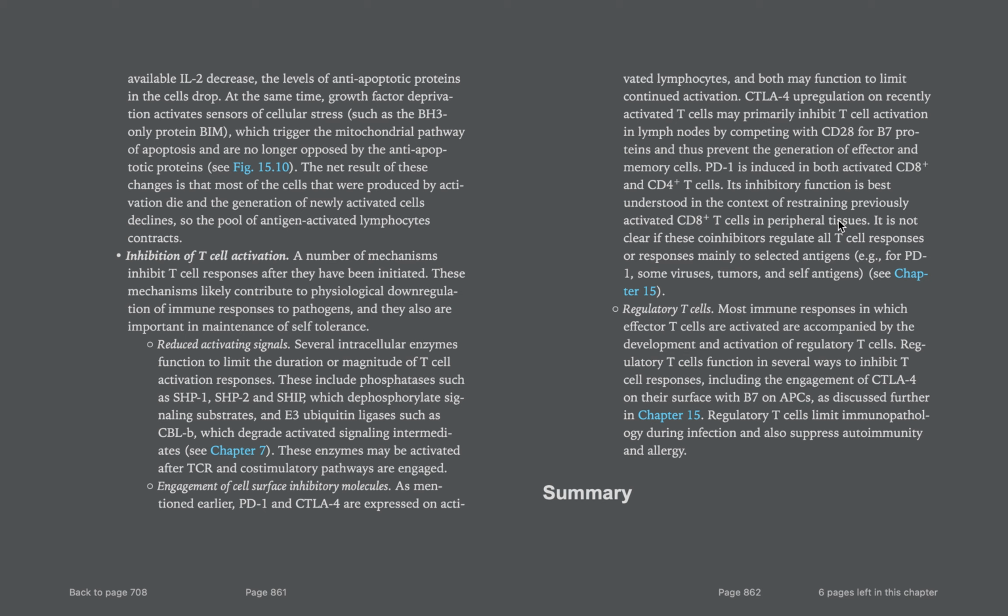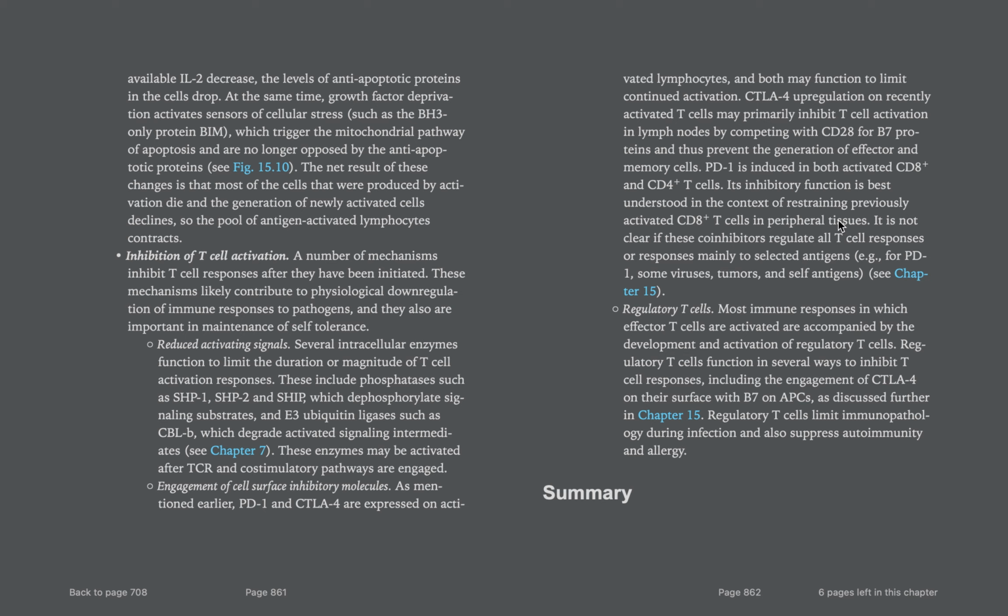These include phosphatases such as SHP1, SHP2, and SHIP, which dephosphorylate signaling substrates, and E3 ubiquitin ligases such as CBLB, which degrade activated signal intermediates. These enzymes may be activated after the T cell receptor and costimulatory pathways are engaged. Another mechanism is engagement of cell surface inhibitory molecules, as PD-1 and CTLA4 are expressed in activated lymphocytes, and both may function to limit continued activation.